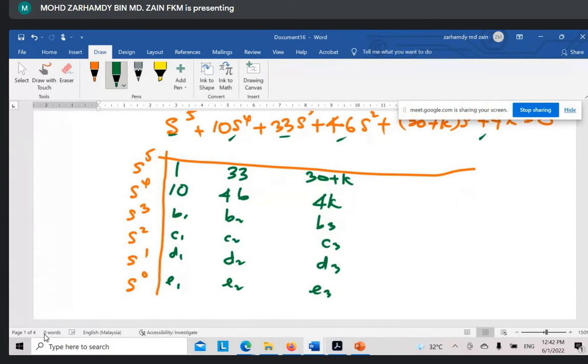So when you get this value, you need to come up with the range of K first. Once you are done determining the range of K, you take the critical value of K and then you concentrate on s to the power of 2.